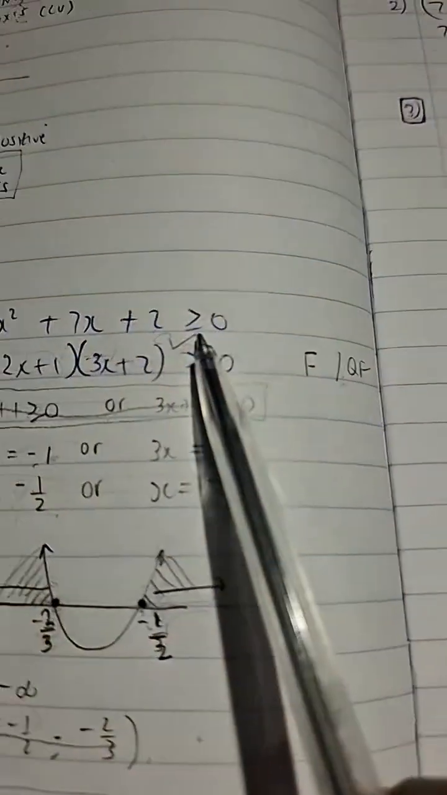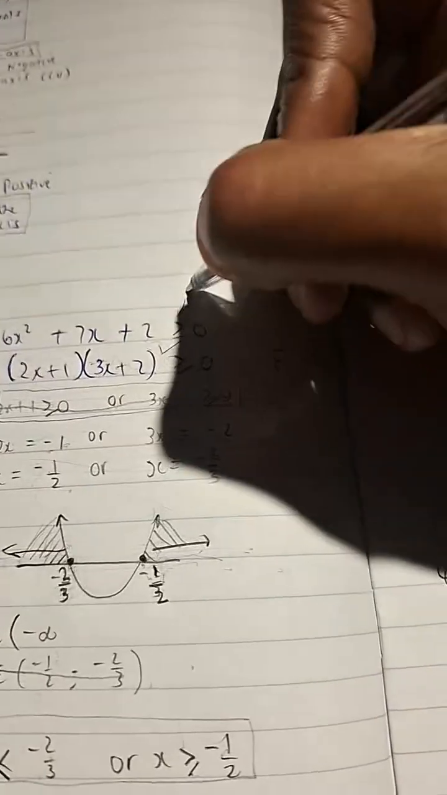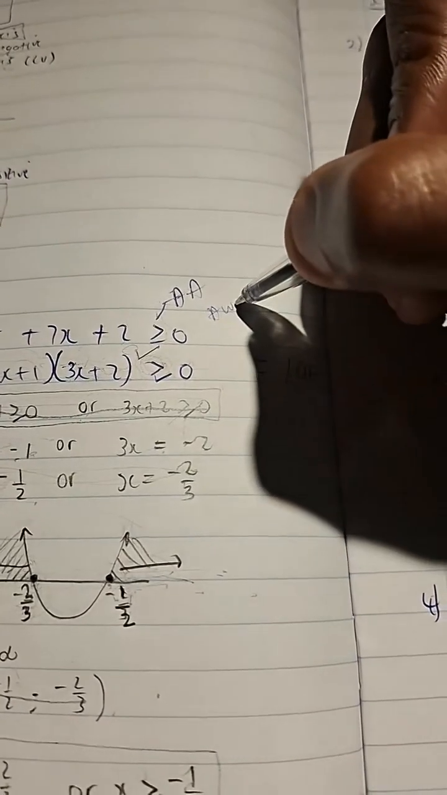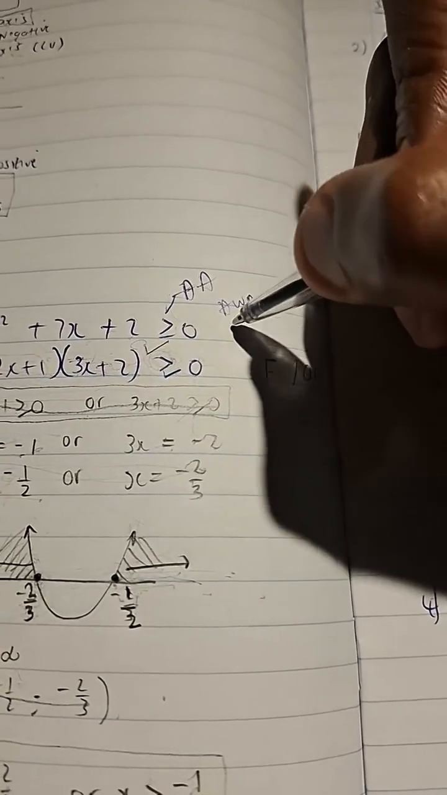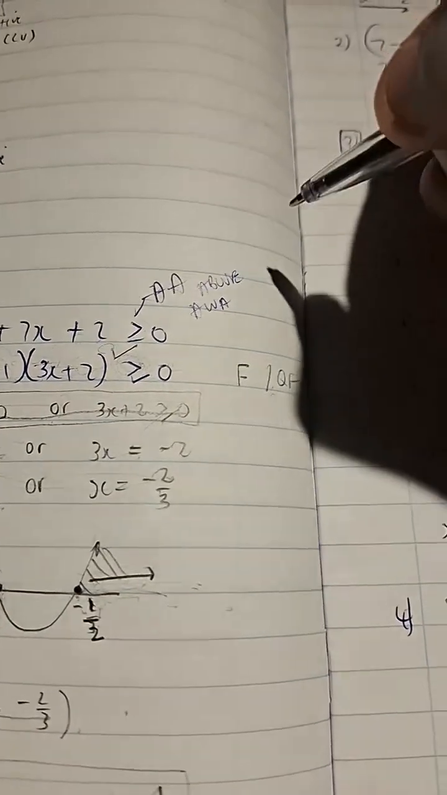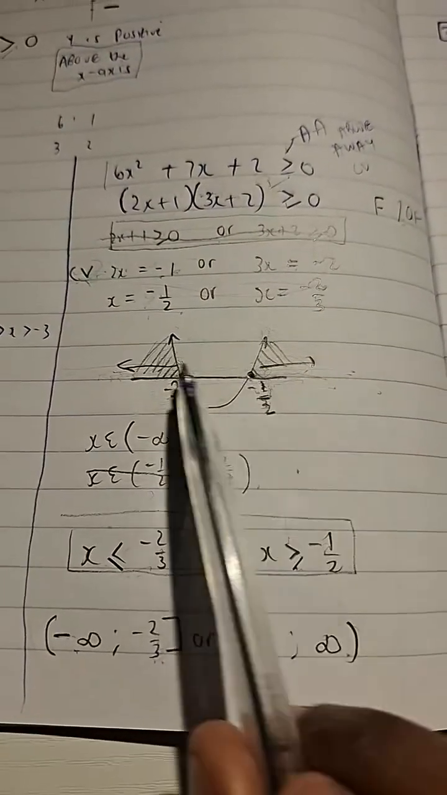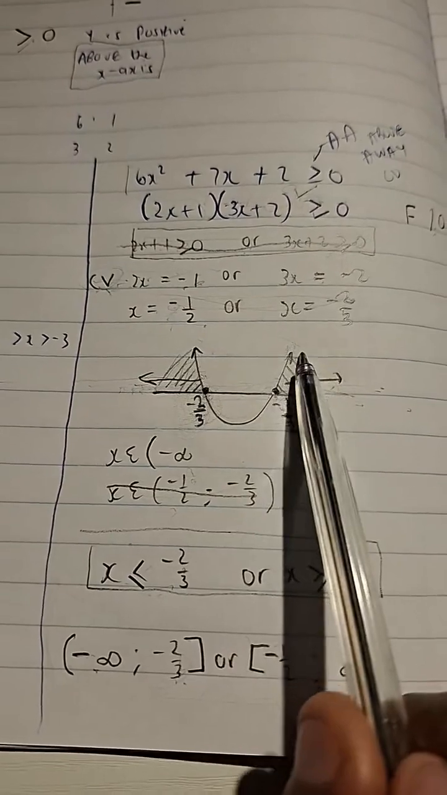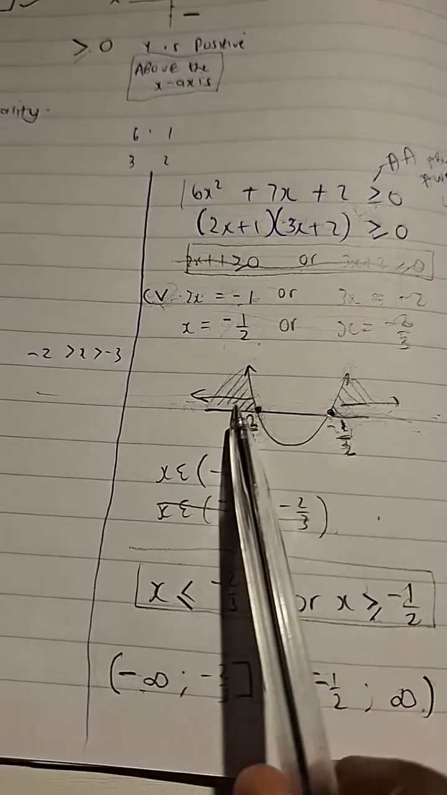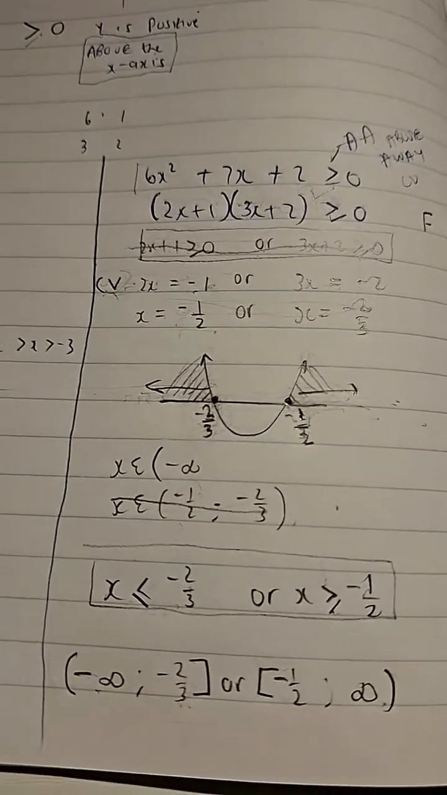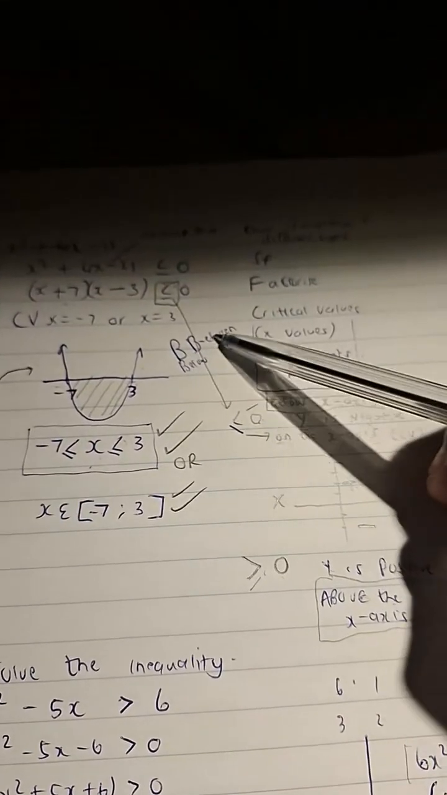Then when you have a critical value and it's greater than 0, I call these ones AA. Why do I call them AA? Because A stands for above the x-axis and then away from the critical values. The answers always lie away from the critical values, above. So if it's above, it's away. So it's always going to be x less than the smallest critical value, x greater than the biggest critical value. It's straightforward like that, and I have found that it helps me to remember very well.